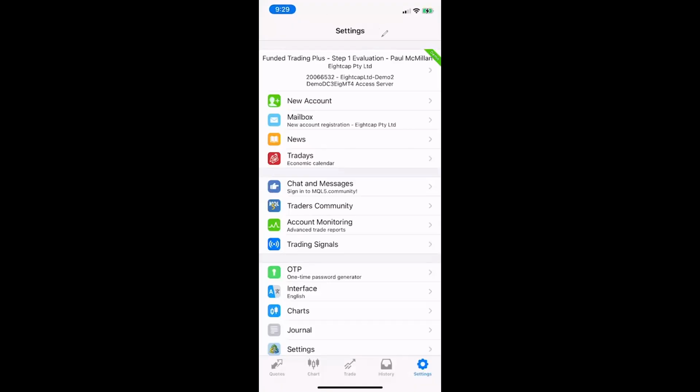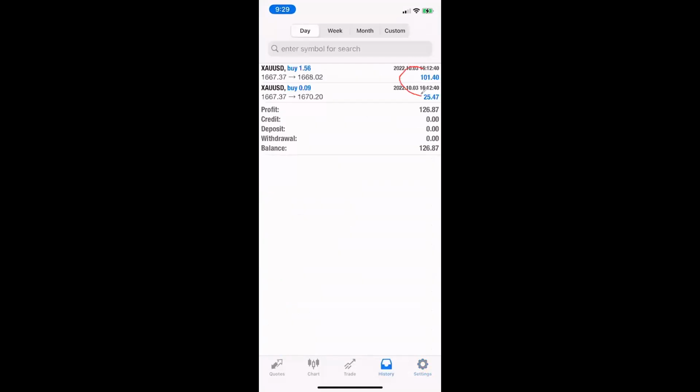As you can see, this is my prop firm account with Funded Trader Plus. Then I'm going to go ahead and share my results here. The first partial trade was $101.40 closed. Second partial trade, $25.47, which gave me $126 profit, almost 127. So we did pretty good on this trade.